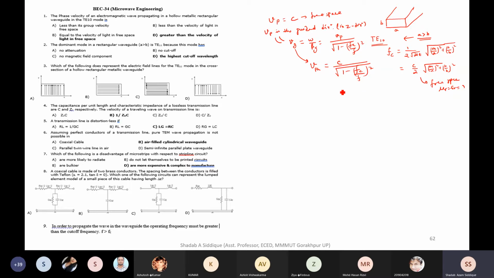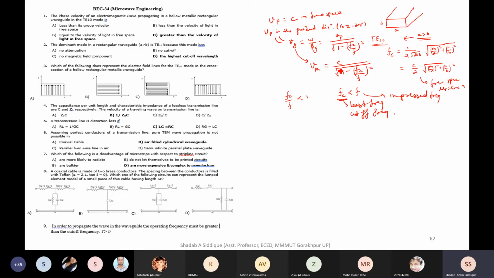We know fc, this cutoff frequency, is always less than the impressed frequency. So the cutoff frequency is the least frequency, and this is the impressed frequency. This is also called the cutoff frequency. So if the cutoff frequency is less than f, that means fc by f should be less than 1.